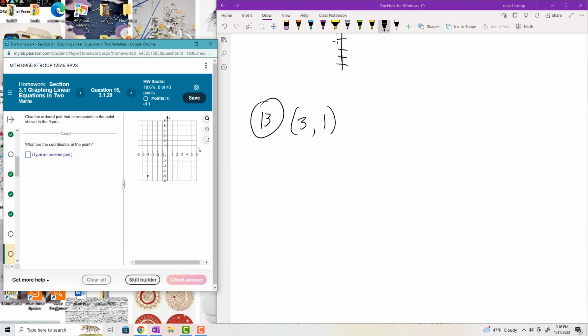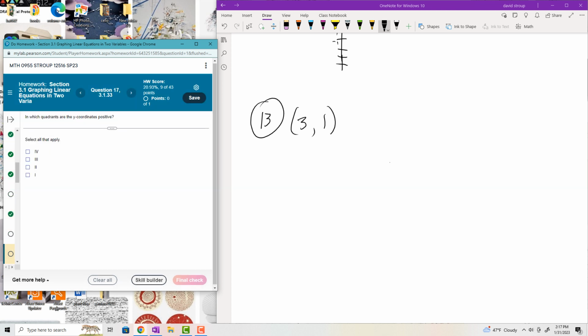So you just got to count. Be careful. 1, 2, 3, 4, and then down negative 5. So that'd be negative 4. Yeah. And then negative 5. Okay. More of the same. Just counting over to the point. These are kind of challenge questions.